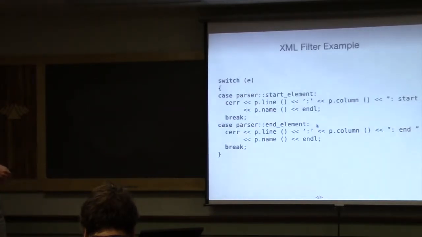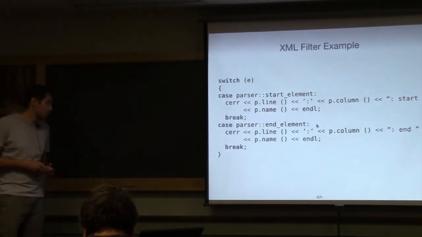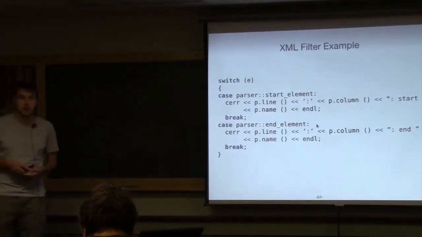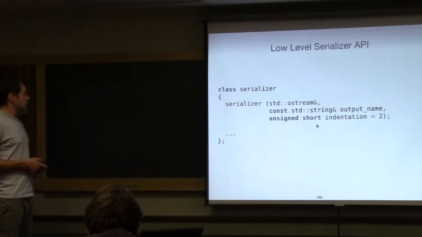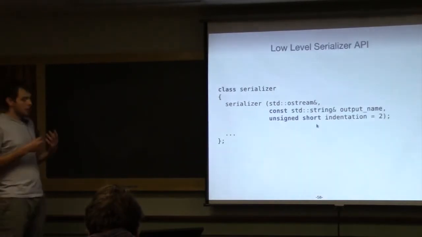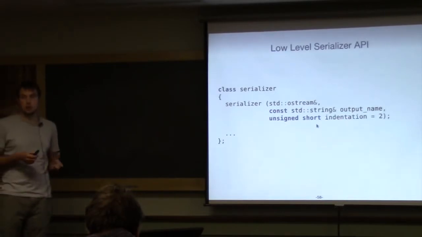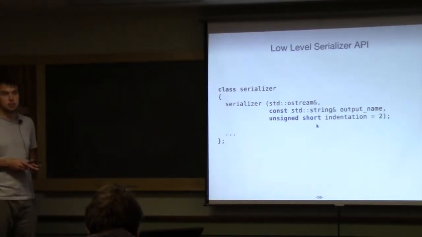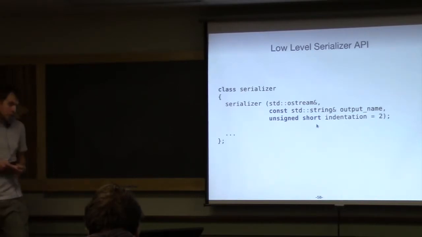Okay, so we can use these two functions to, for example, print the positions of all the elements as we parse them. Also pretty straightforward, right? Okay, we've actually seen enough of the parsing side to finish our filter. Nobody's surprised. Okay, good. So let's now switch to the serializer side.